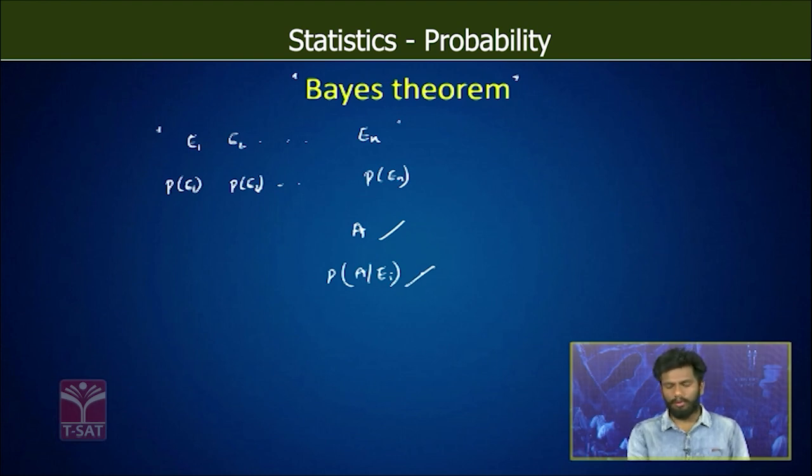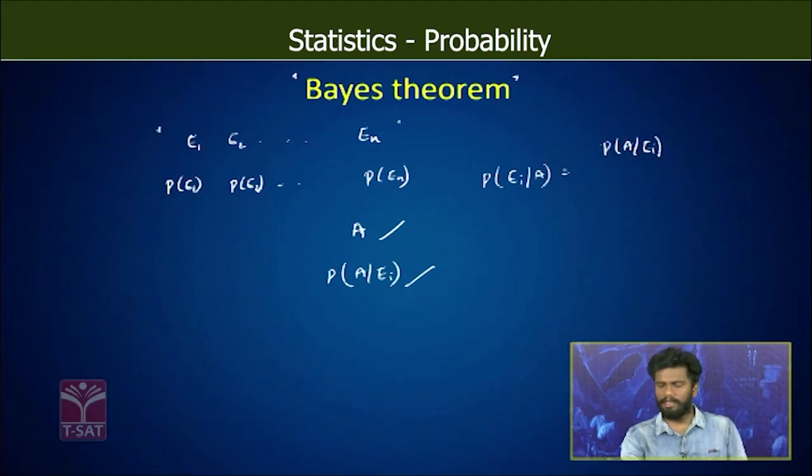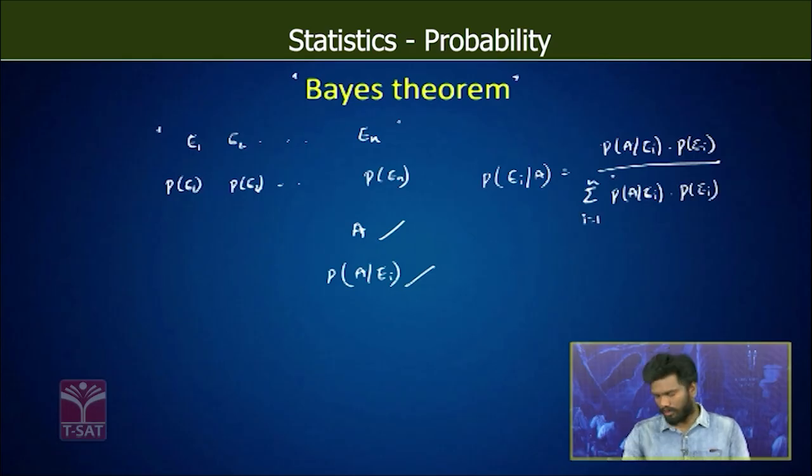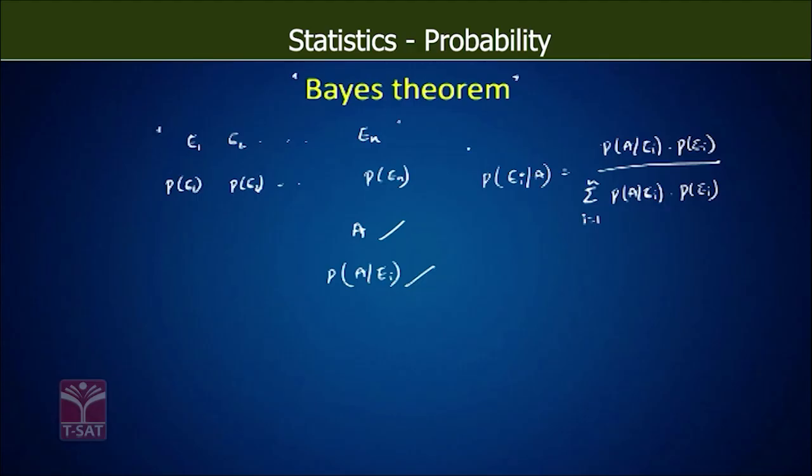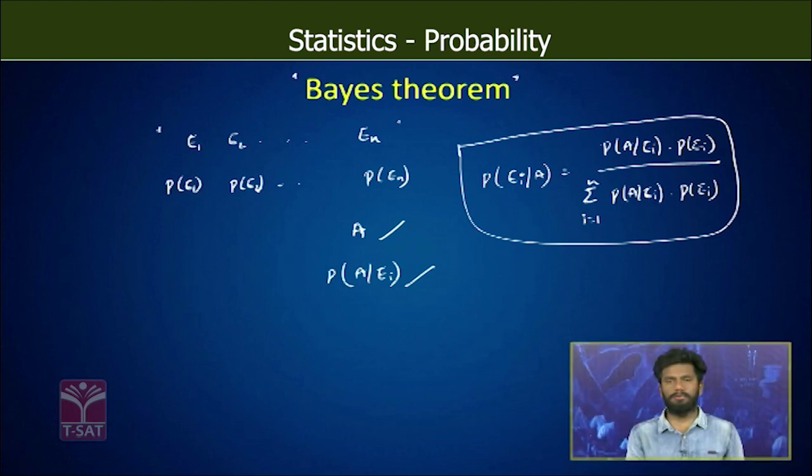Now we have to find the probability of Ei given A, which is probability of A given Ei into probability of Ei, divided by summation probability of A given Ei into probability of Ei, where i takes values from 1 to n. Now this is the formula for the Bayes theorem, which is very important. Remember the formula without thinking, that is very important.